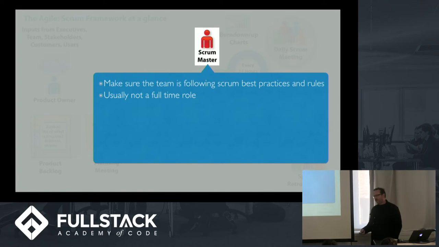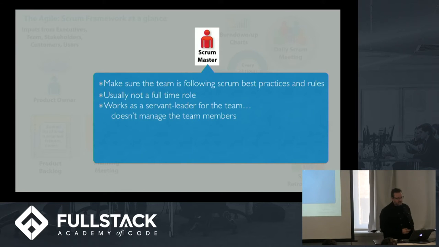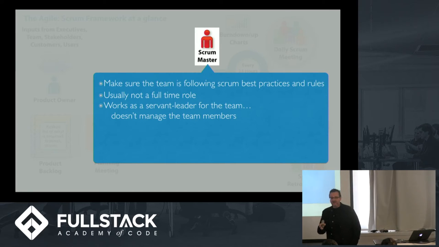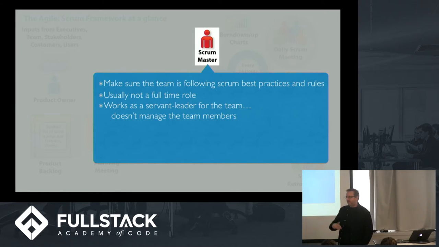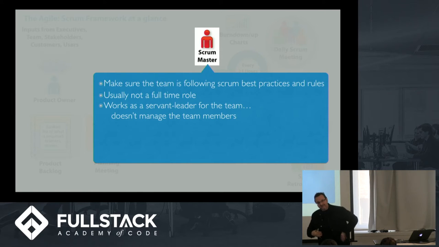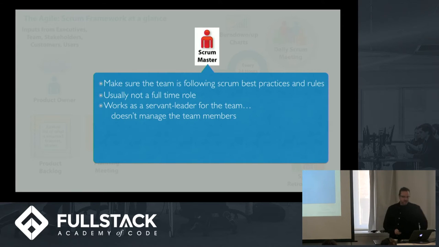Sometimes it'll be a technical lead. Sometimes it'll be a product person. They work as a servant leader for the team. So most times, the Scrum Master is not going to be your manager. Right? They're not going to be managing the engineers. In fact, if they're a good one, they should treat themselves as a servant leader. Like they're helping to lead everybody. However, they're there to help you. They're there to help you do your job. And I'm going to get more onto that in a minute.